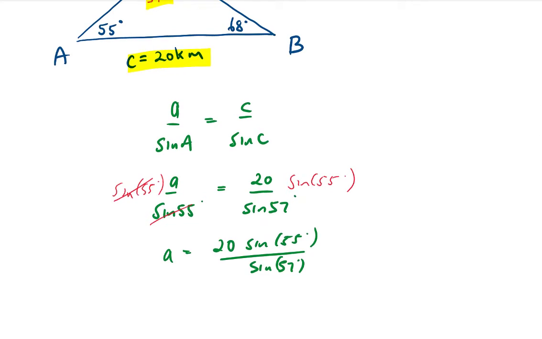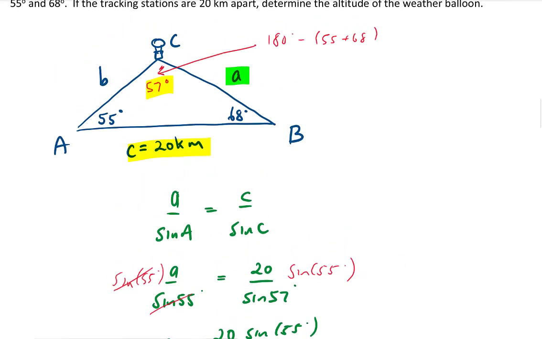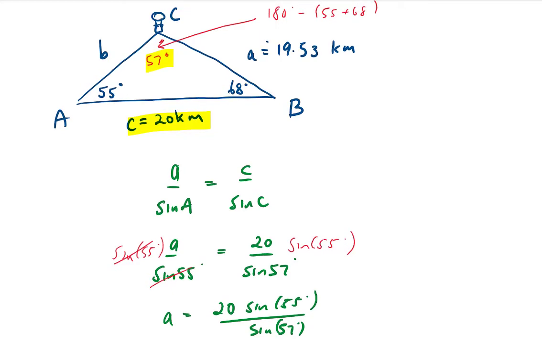So let's use our calculators. And we see that A is approximately equal to 19.53 units, or in this case, kilometers. So now we have side A. Side A is approximately 19.53 kilometers. So how does this help us find the altitude?